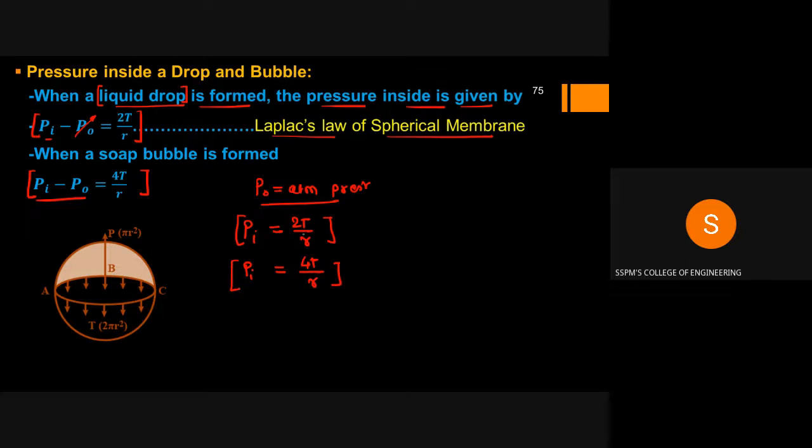Okay, so here we have the 2T and this is the 4T. It is because a soap bubble has two surfaces, that is the inside surface and the outside surface. And for the liquid drop, we need to consider only one surface, and therefore it is 2T upon R. So this is the pressure equation for a drop and a bubble.